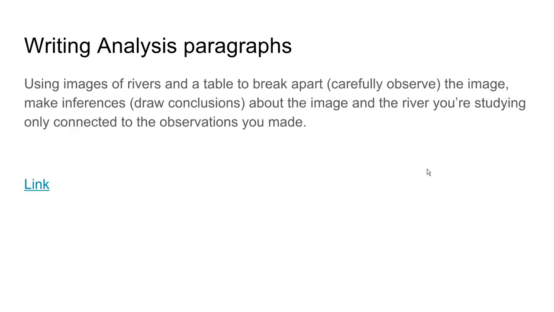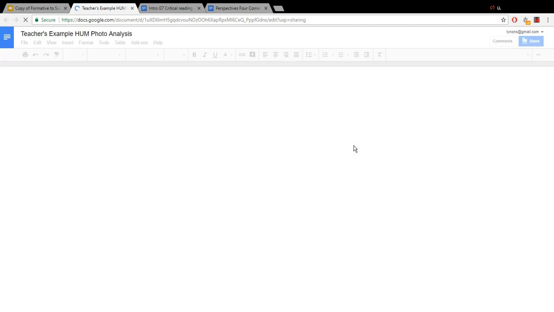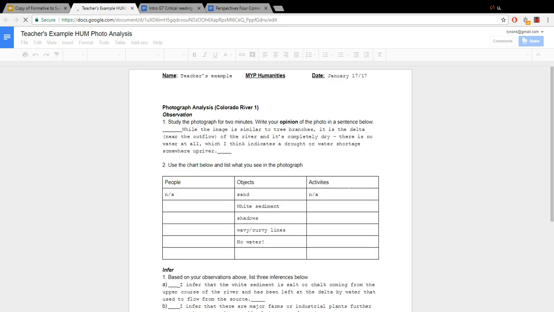The next step, we used images of rivers around the world, and they were given a table so that they could analyze those images. The table helped them to break into parts what they were seeing in an image. For example, you can see if there were people, if there were objects, and then you can identify the different types of activities that might be happening within a river system. And the images that they were given were images from the Nat Geo website.